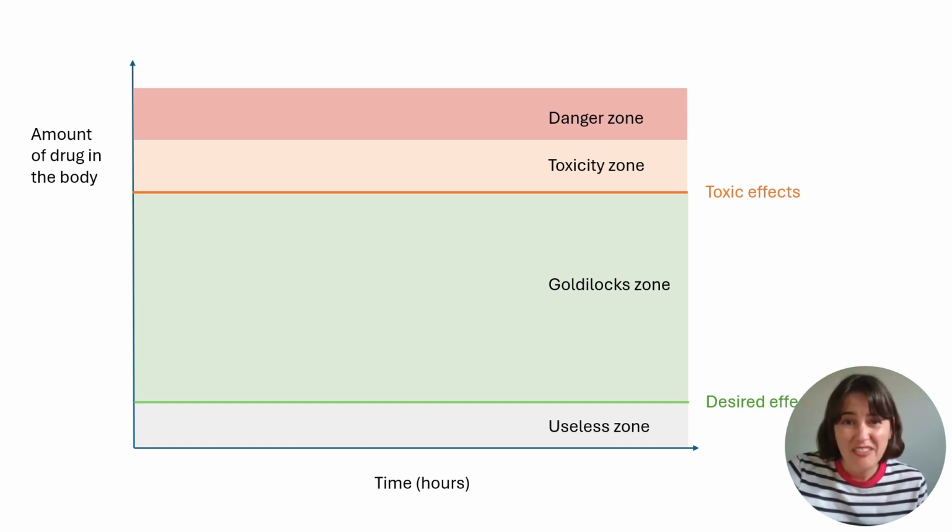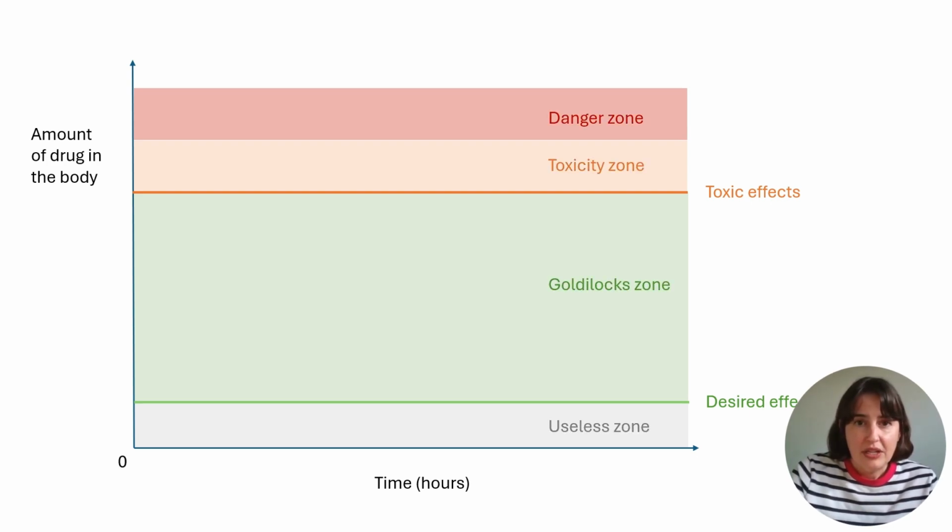So for caffeine, we're not going to want the amount of caffeine in our body to be in this green zone 24 hours a day. By the time I go to bed, I want it to be way below that green line and into the useless zone so that I can have a good night's sleep.